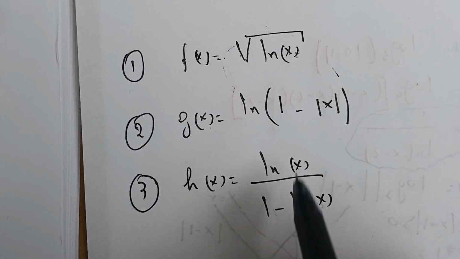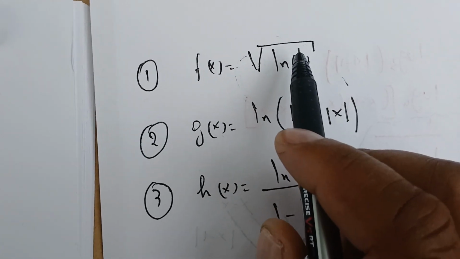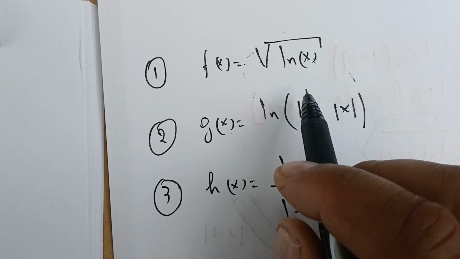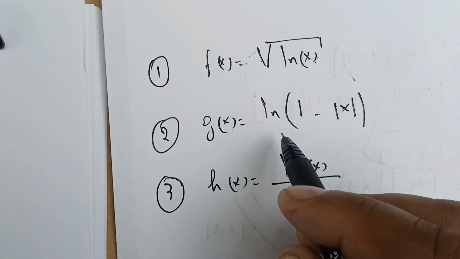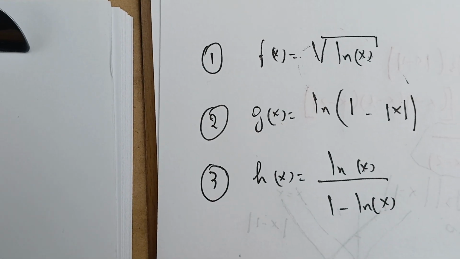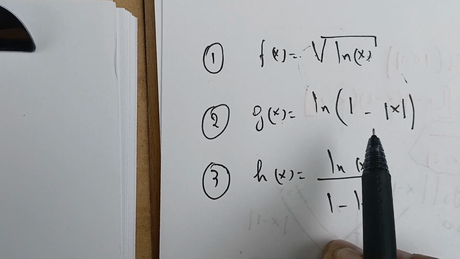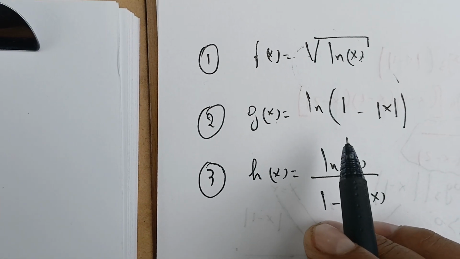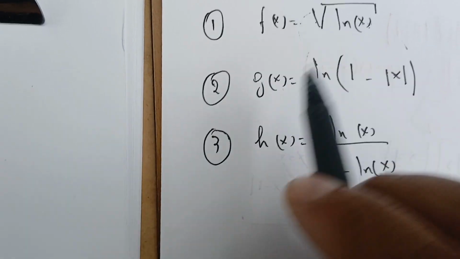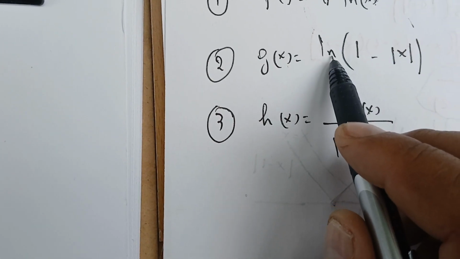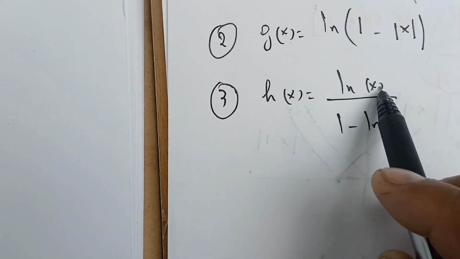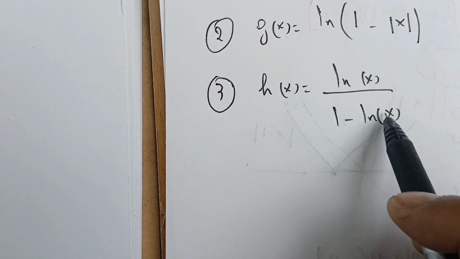In this video, we're gonna try to find the domain of definition of these functions. So these are different functions, but their main topic is about the domain of definition of the logarithmic functions. The first one is defined by the square root of the natural log of x. The second one is the natural log of 1 minus the absolute value of x. And the third one is the natural log of x over 1 minus the natural log of x.